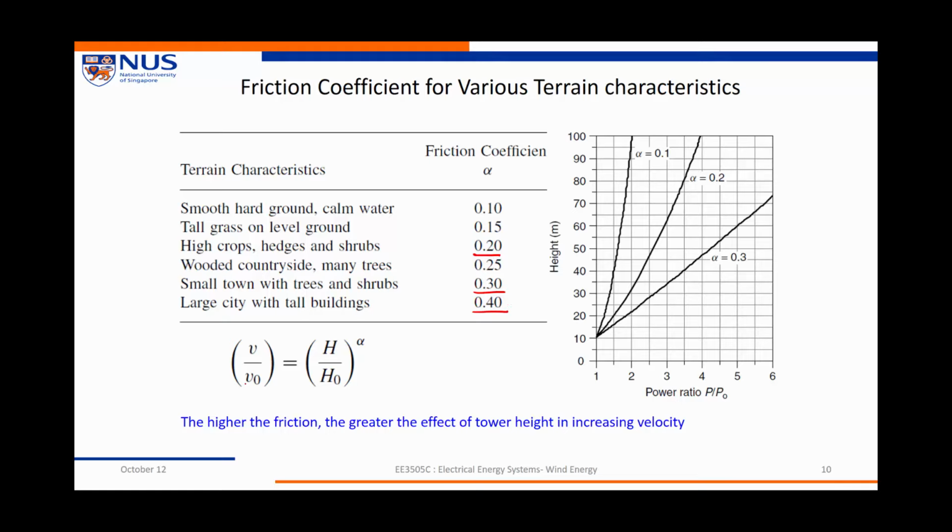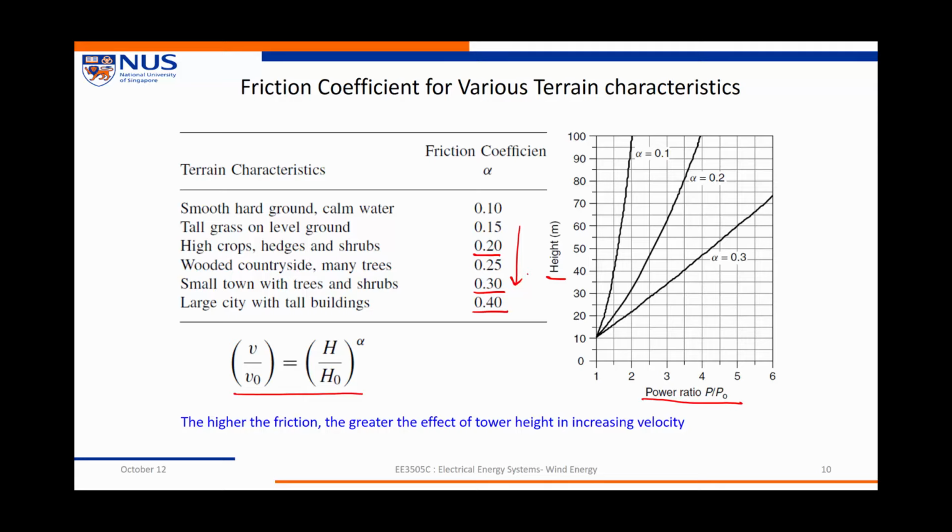So what can we understand from this equation here and this graph here? The graph is actually between the height of the tower and the power ratio P by P0, the relative power with respect to baseline power at different heights. When we have a higher alpha, we notice that the power ratio increases much higher. Which means that the higher the friction, the greater the effect of tower height in increasing velocity.